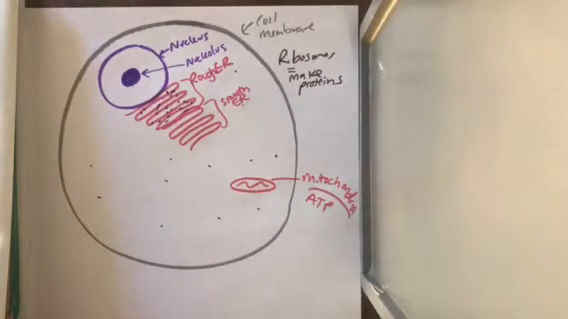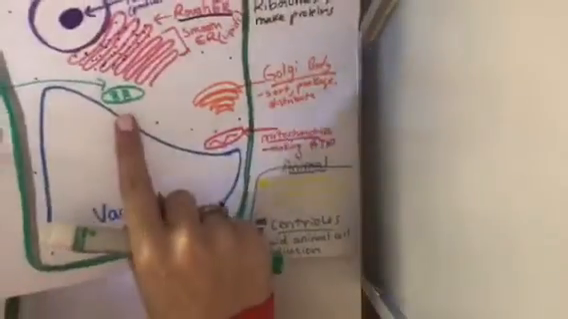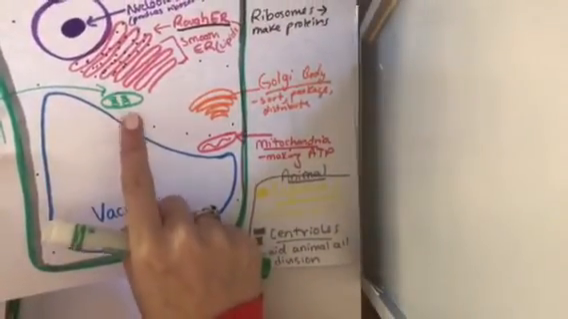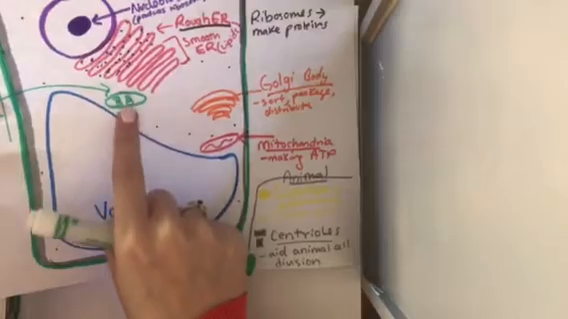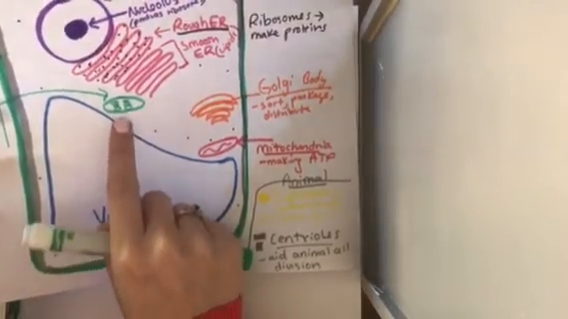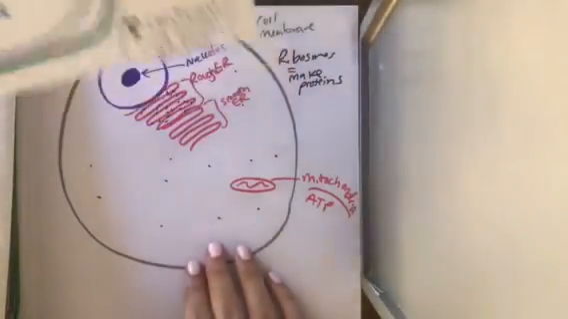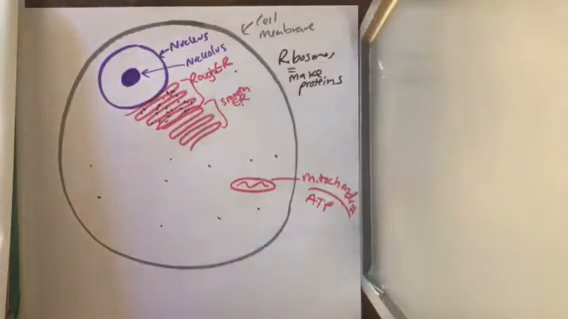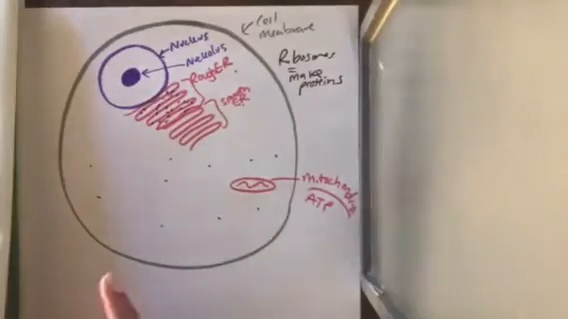In the plant cell, we had something called chloroplast right here, but animal cells do not have chloroplast. This is how plants make their food, but animal cells, we don't make our own food, we eat our food, so we do not have those chloroplasts.